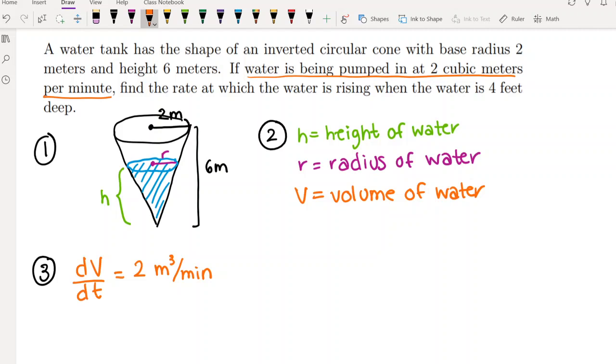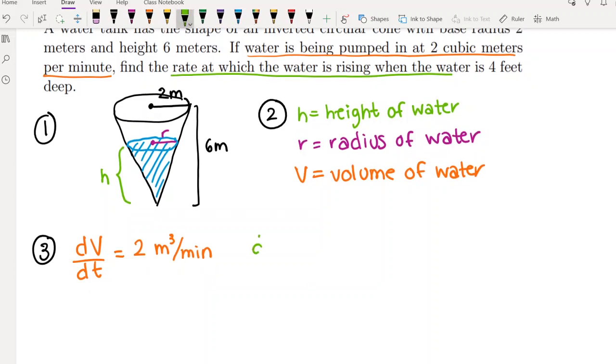So what else is going on here? Well, it says find the rate at which the water is rising. So that's now talking about height. Maybe it should say water level; I think that might make this a little bit clearer. But we're talking about the water rising, so now we're talking about the height. And so dH/dt is what we're trying to find in this question.